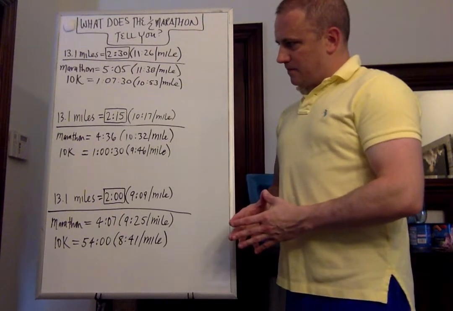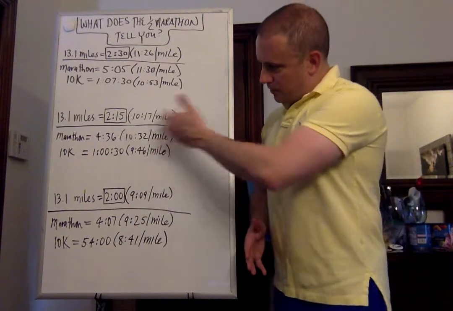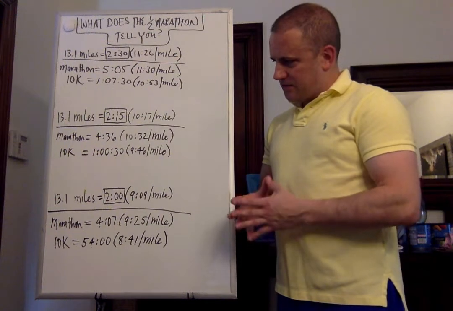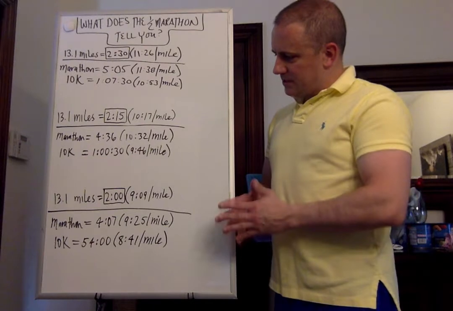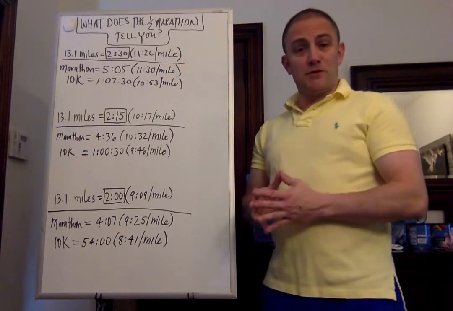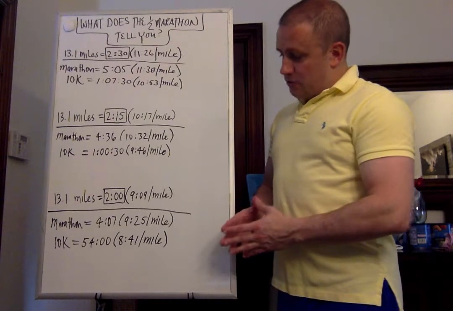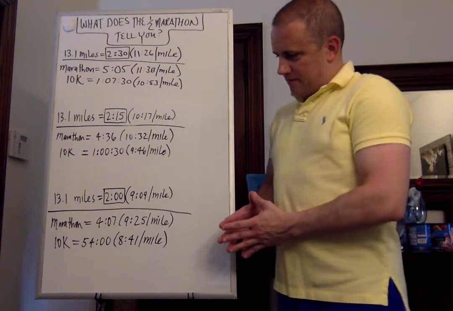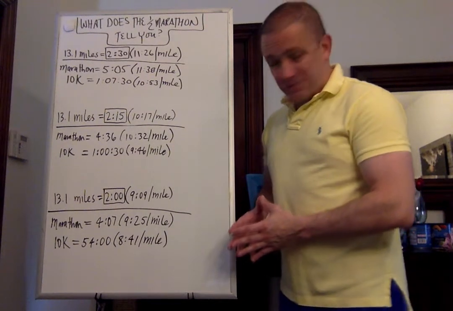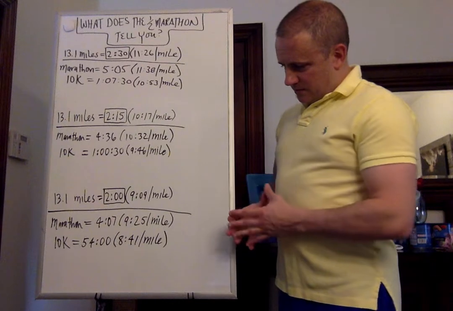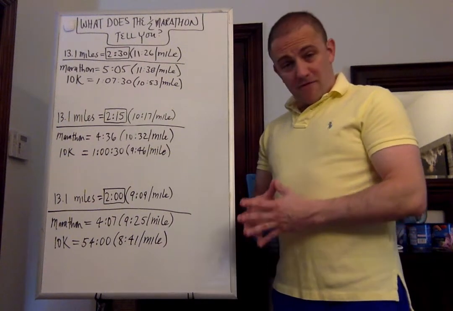2:15 for the 13.1 half marathon, which is 10:17 per mile, puts you in the ballpark of 4:36 for the marathon, which is 10:32 per mile, and 60 minutes and 30 seconds, which is 9:46 per mile for the 10K, which is 6.25 miles. 2 hours for the half, which is 9:09 per mile, puts you in the ballpark of 4:07 for the marathon, which is 9:25 per mile, and 54 minutes for the 10K, which is 8:41 per mile.